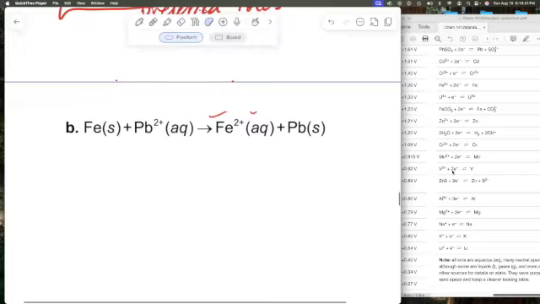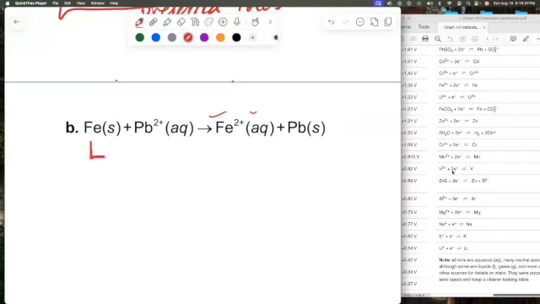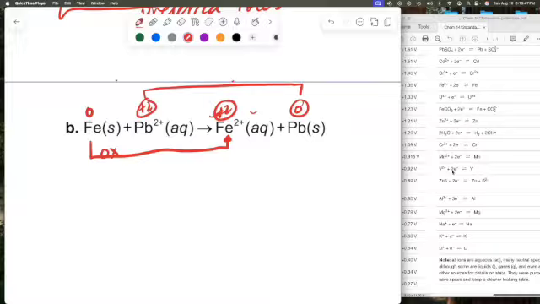Okay, so for this one here, let's look at this. We have iron becoming iron 2 plus. This is oxidation, right? Going from 0 to plus 2. And then we have plus 2 going to 0. And this would be reduction right here. So we have an oxidation and reduction. These are the assigned roles. Do these match the preferred roles?